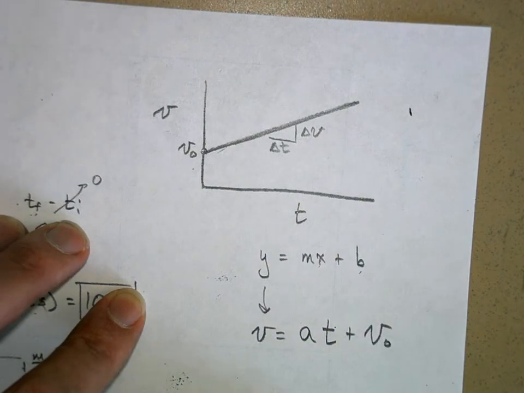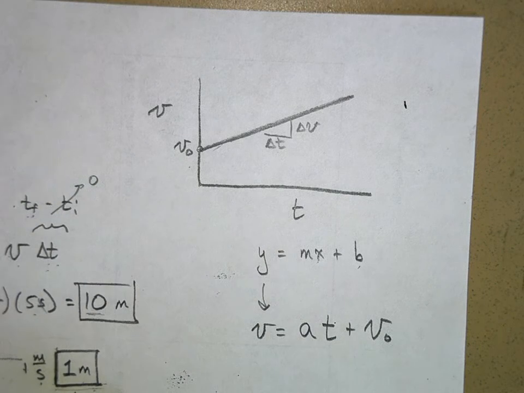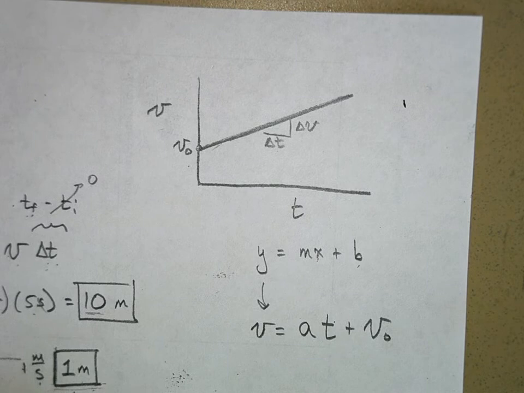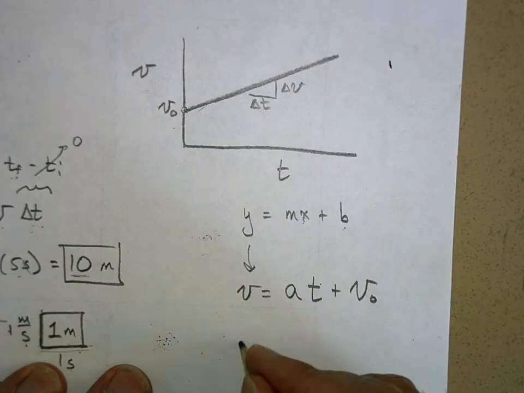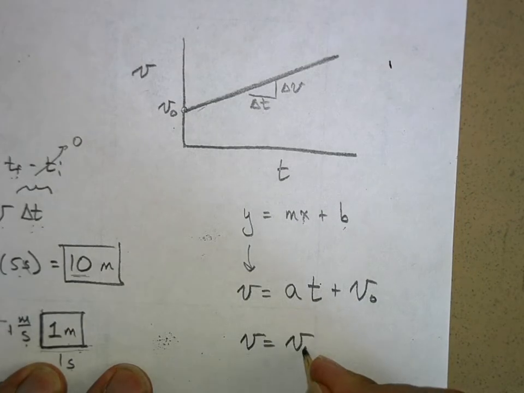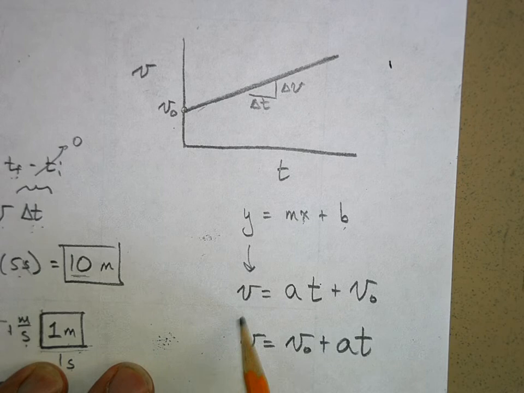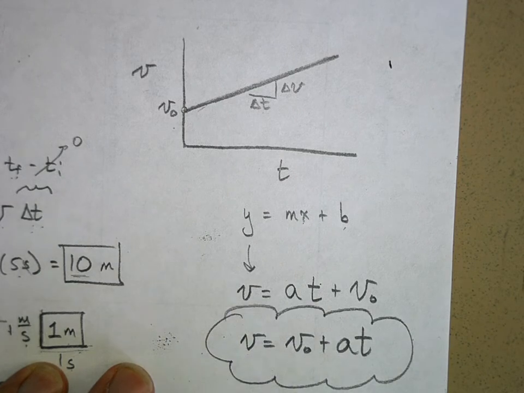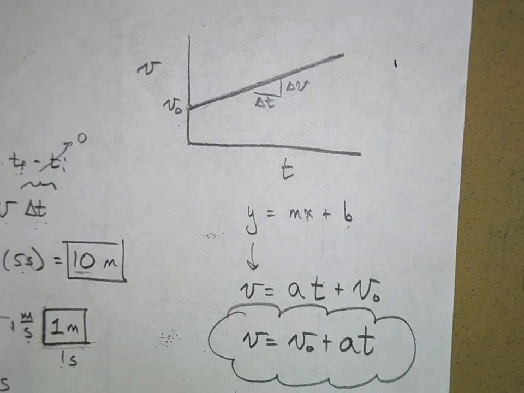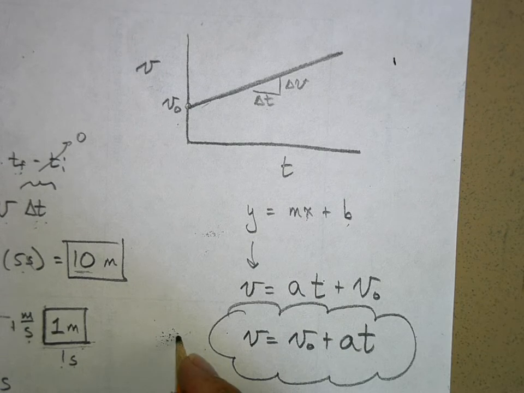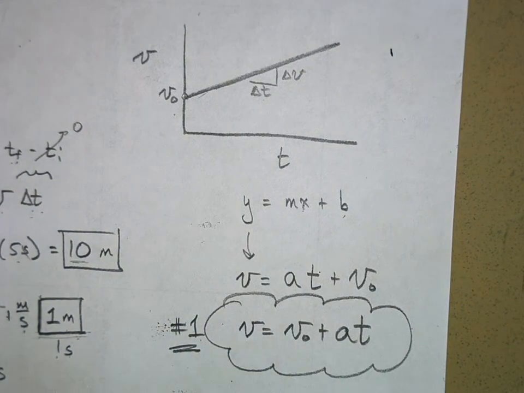Okay? So now I'm going to change the order here, because it's traditional to write it in a certain order, and it does make sense. You'll see why later. v equals v naught plus a times t. Okay? Now, this is my first kinematic equation. I call it number 1. This is my number 1 kinematic equation. And what I'm going to do is develop a couple more.